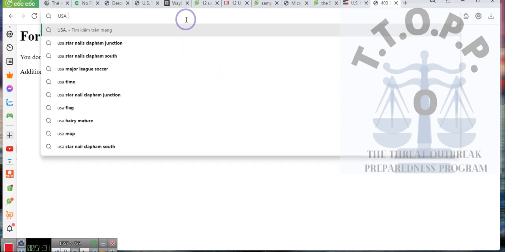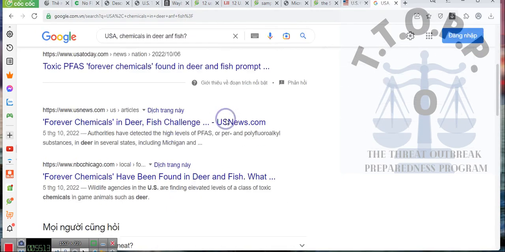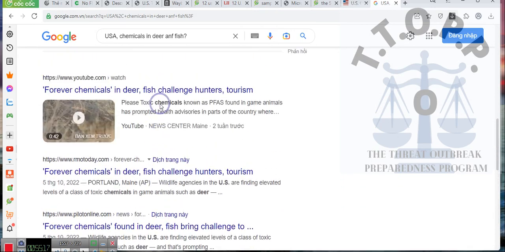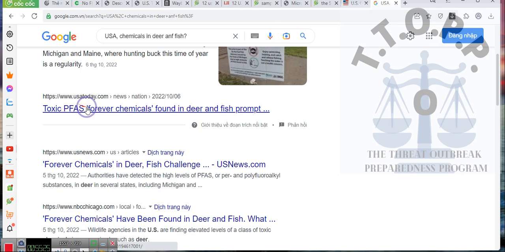USA. It's called, dang it, I forgot what type of chemicals. Let's see. They did this article. I just tripped over it because Google wanted me to trip over it. Hold on, let me go to, well, this was Google. Oh, because it hadn't translated. See that up there? That's what I was watching. Okay, USA Today. Forever chemicals found in deer and fish prompts blah blah blah.